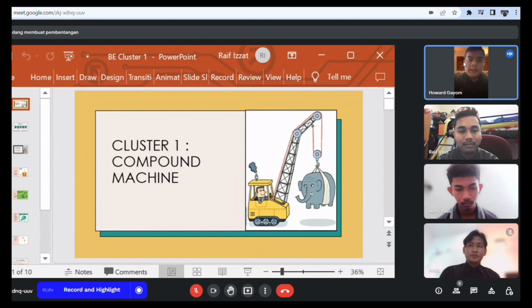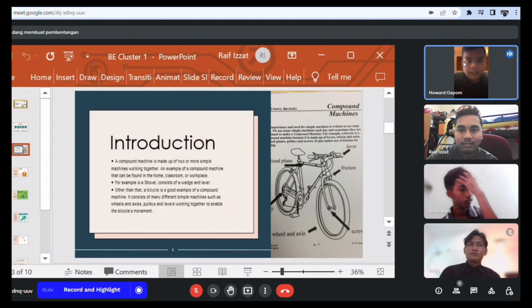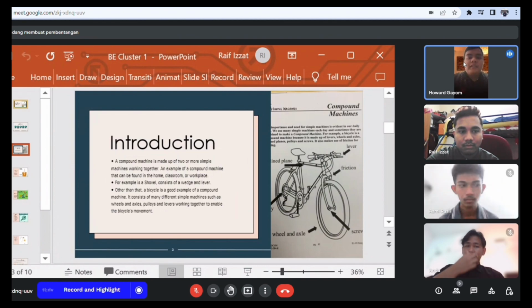First of all, I will present about the introduction of compound machine. Machine is one of the useful things in human daily life, and it can help humans in their daily activity, like when they want to chop something or cut something. There are two main types of machine, that is simple machine and compound machine. In our presentation, we will present about the compound machine.